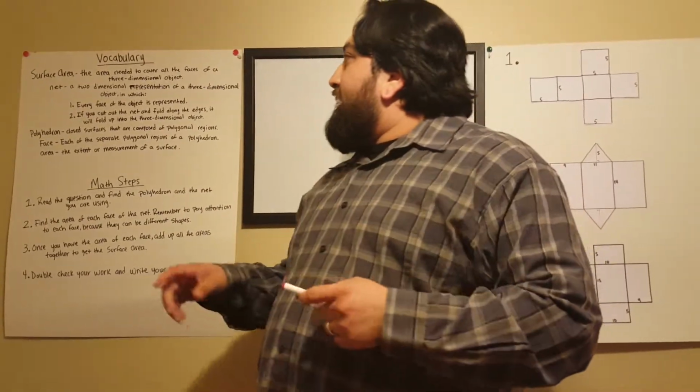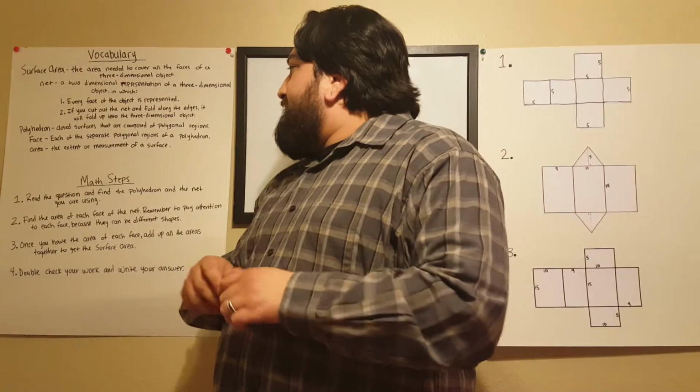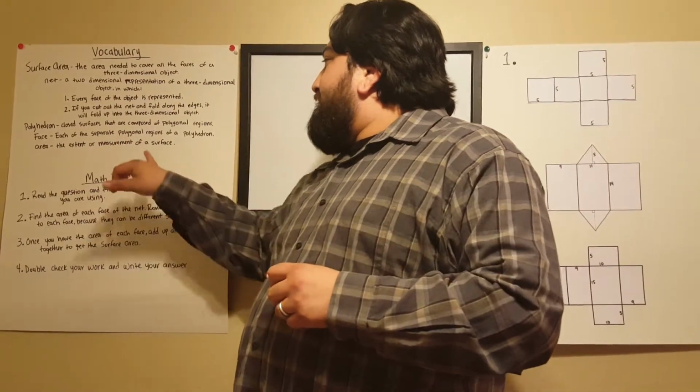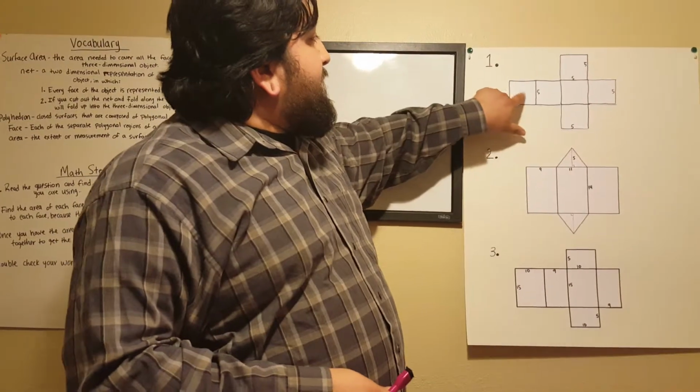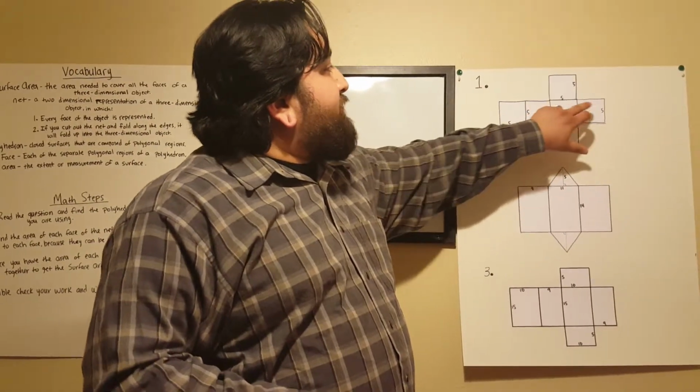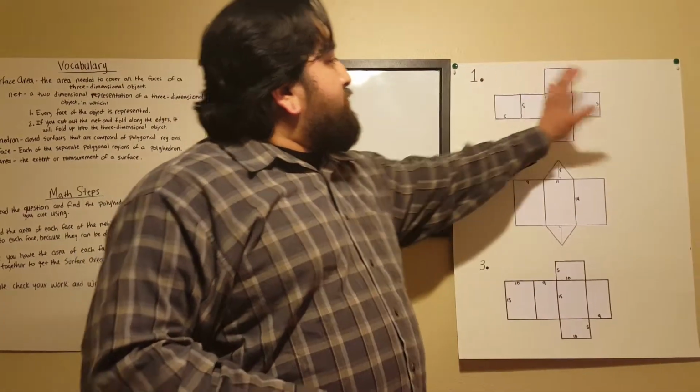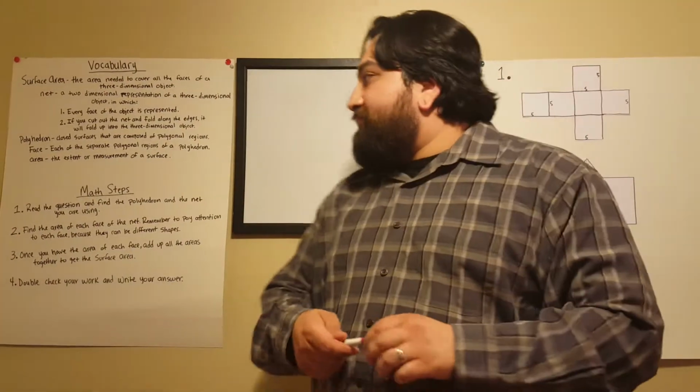And the last word we have is area. The area is the extent or measurement of the surface. So each individual face has an area, and the total would be the surface area.